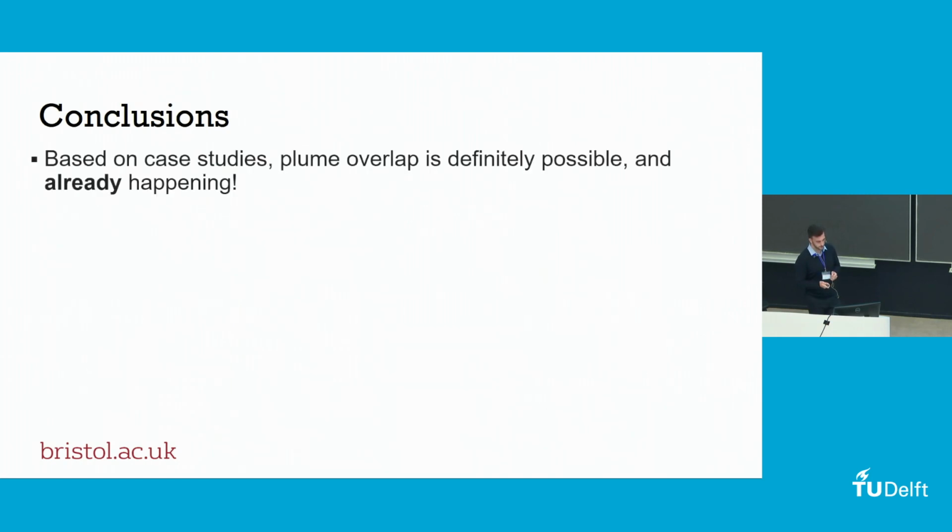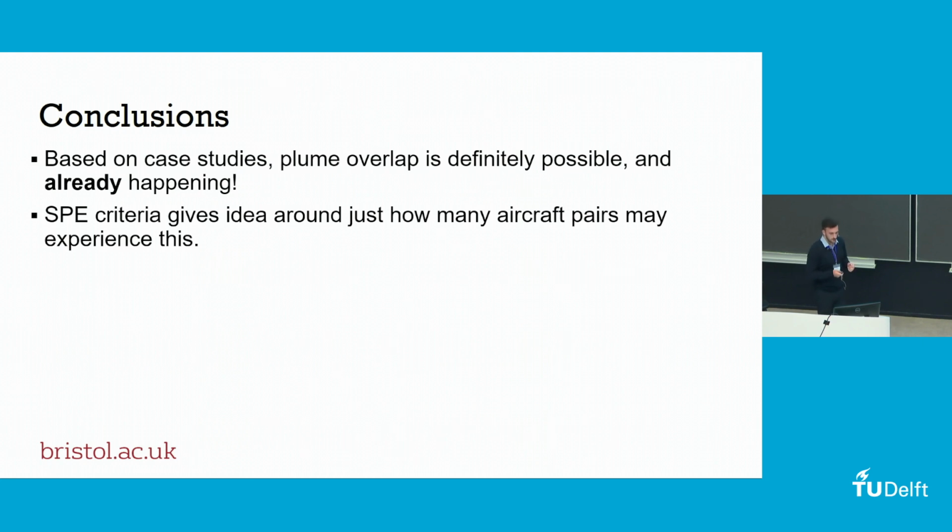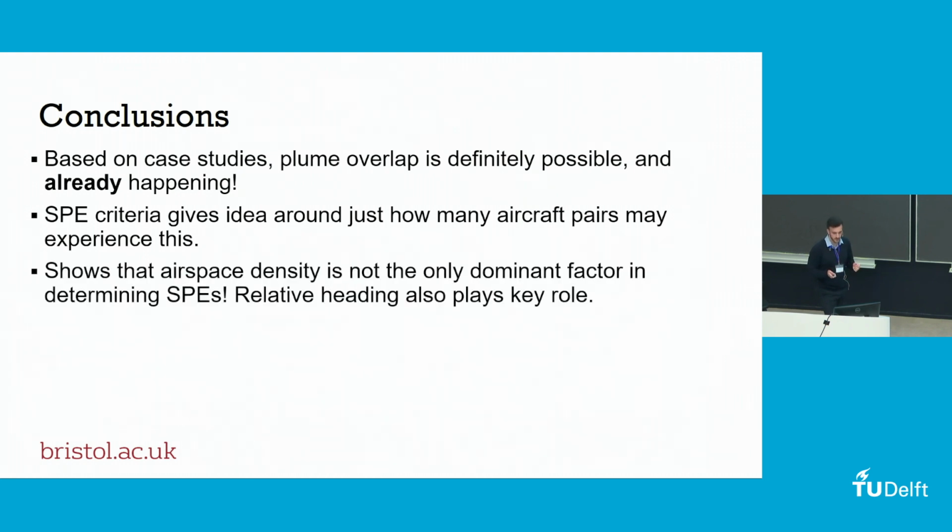So, conclusions. Based on the case studies, plume overlap is definitely possible and potentially already happening on quite a big scale. The SPE criteria gives us some idea of just how many aircraft pairs may experience this. It shows that airspace density is not the only dominant factor in determining SPEs. Airspace complexity and relative heading can also play a key role.